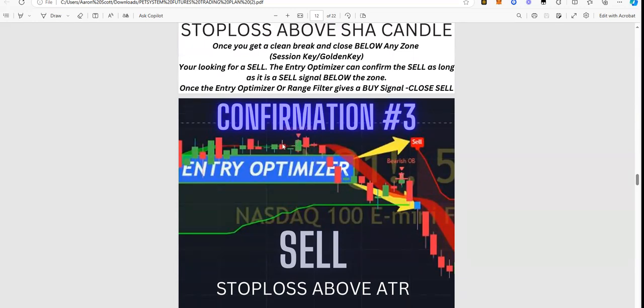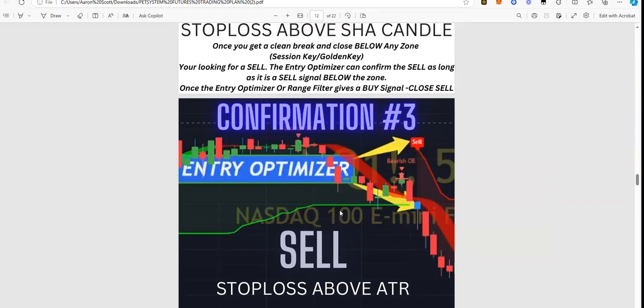Now, the range filter gave you a sell here. Your session key may have given you a sell somewhere in this area. This is more of a higher risk, but it's a lower risk, but it doesn't confirm the trade. Because if you take the trade all the way up here for the sell, your stop loss is closer than it would be if you took the trade here. But if you get this sell, this is the conservative trade because all four tools line up. This is the sell that the conservative traders will take.